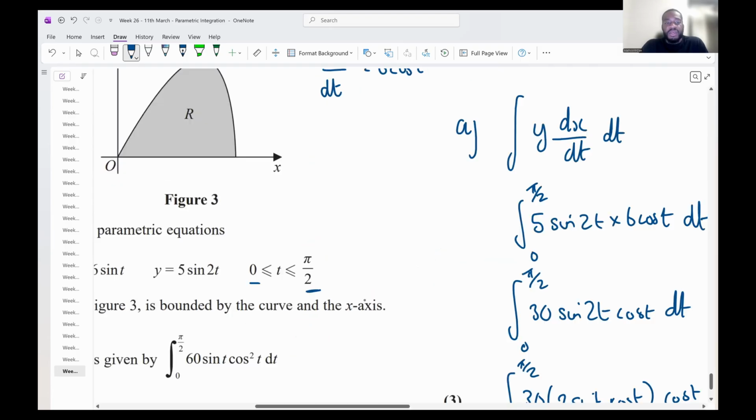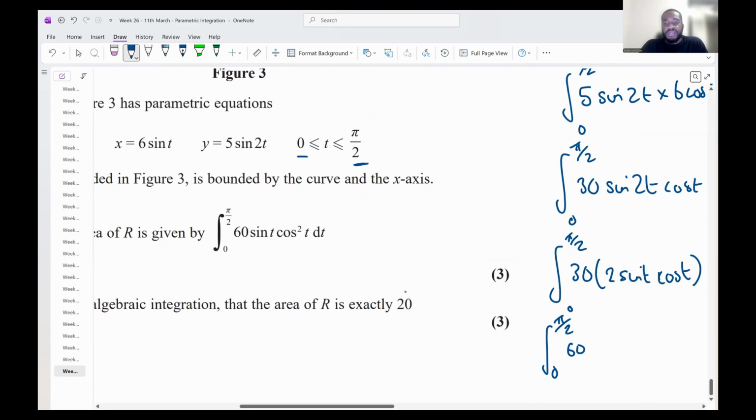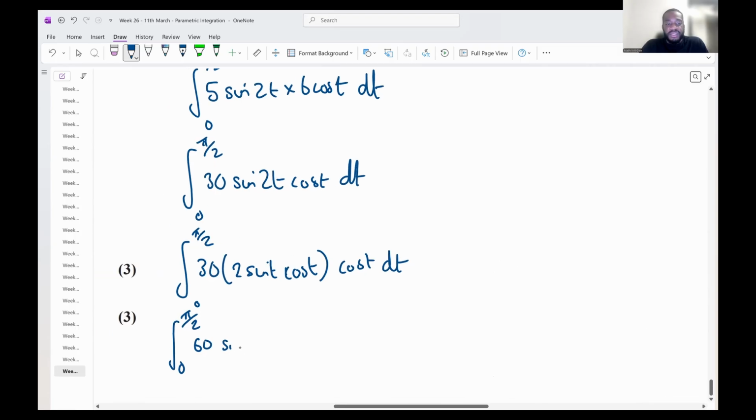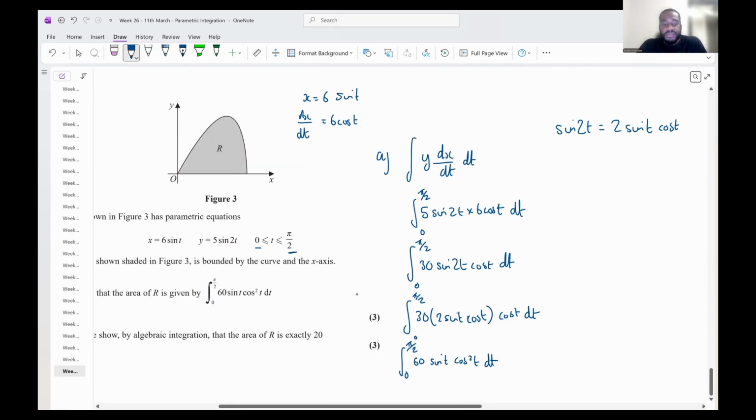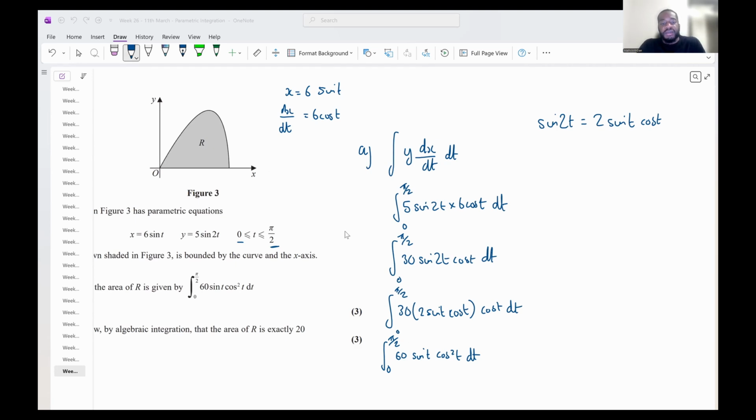They got sine t, yes, sine t and then cos squared t. Brilliant. 60 sine t cos squared t dt. And that is it. How many of us got that? Yeah? Good stuff. Brilliant. Fantastic. So that's done.